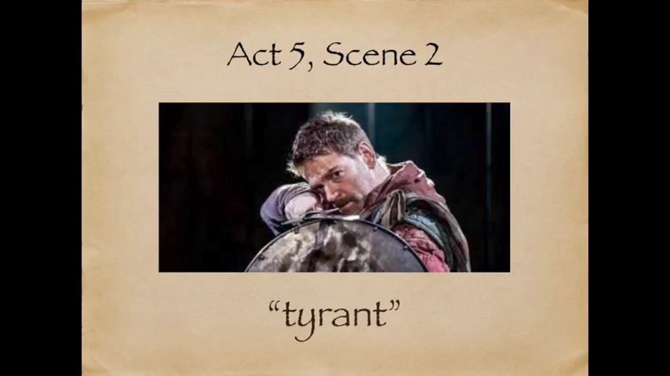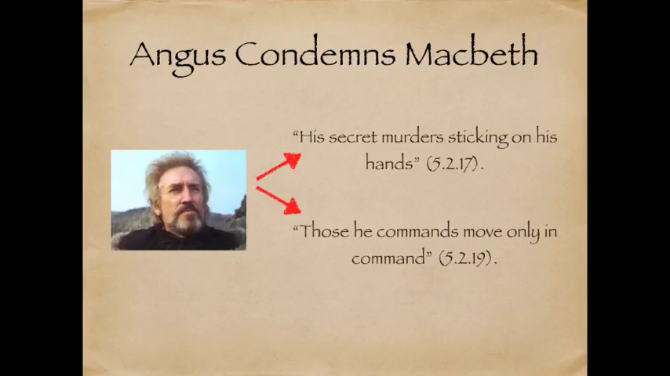Act 5, Scene 2 is a brief scene. It involves the Scottish Thanes and some soldiers. The Thanes are discussing Macbeth and Malcolm. Once again, Macbeth is referred to as the tyrant, and Angus in particular is vitriolic about Macbeth. "His secret murders sticking on his hands. Those he commands move only in command."